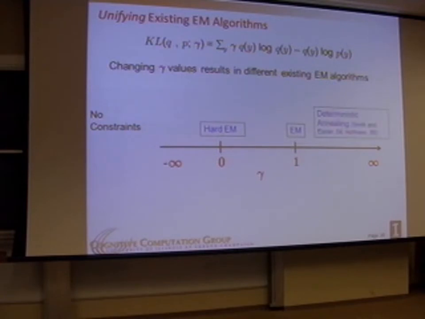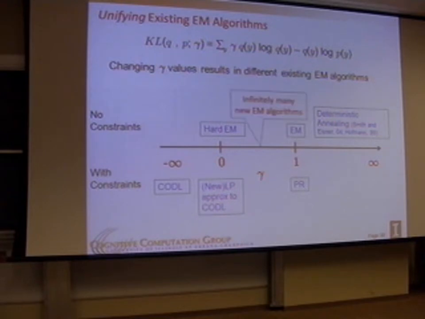In the constraint case, you will also get, as a special case, the deterministic annealing algorithm that was suggested by Jason and Noah Smith a few years ago, and a few other algorithms that were known in the literature. And in the constraint case, you're going to get both CODEL, PR, and some other versions of CODEL. And most interestingly, you're going to get infinitely many new EM algorithms that we couldn't express before.